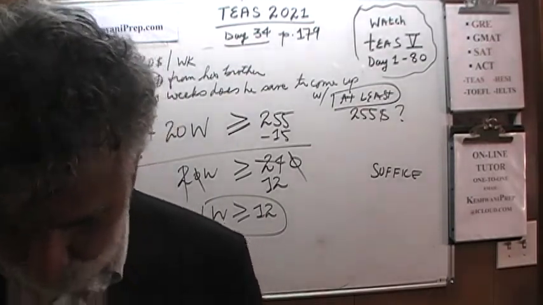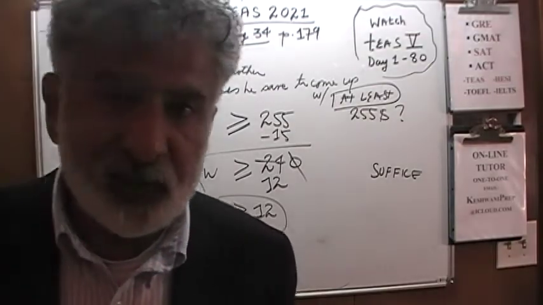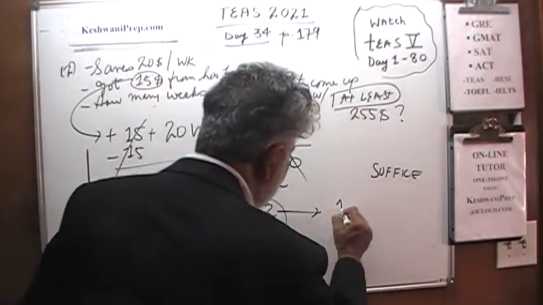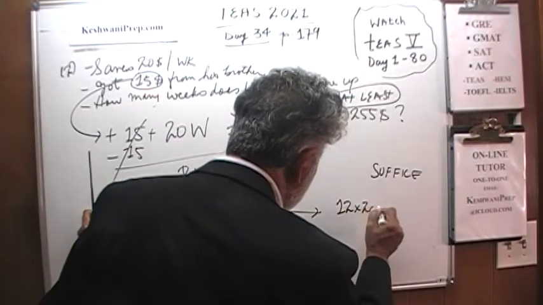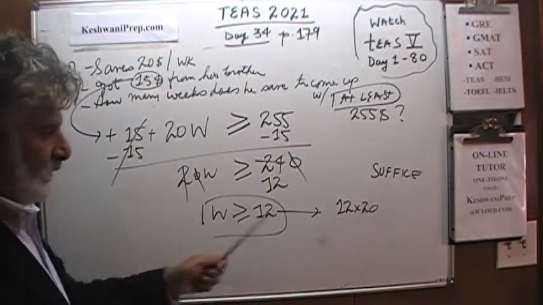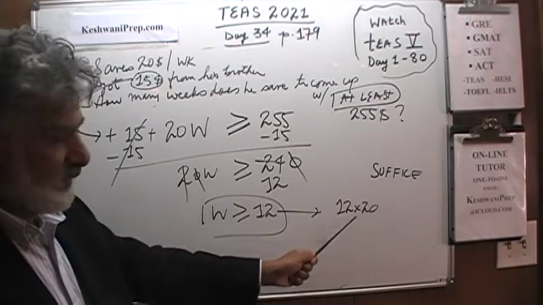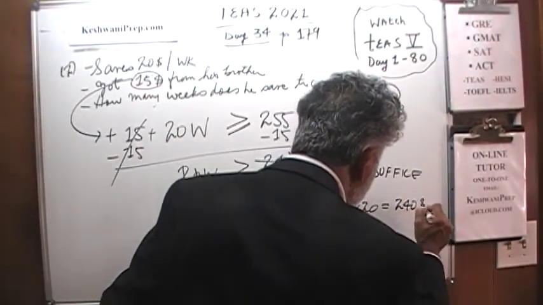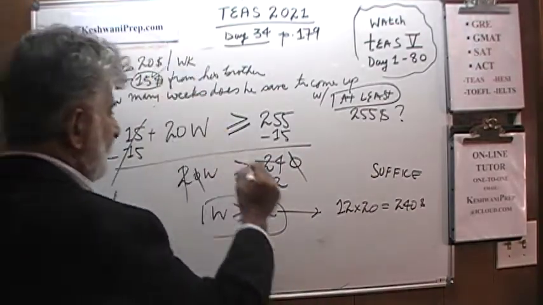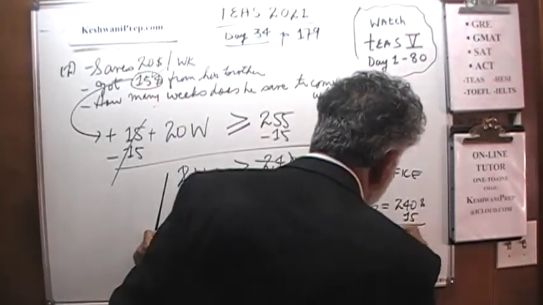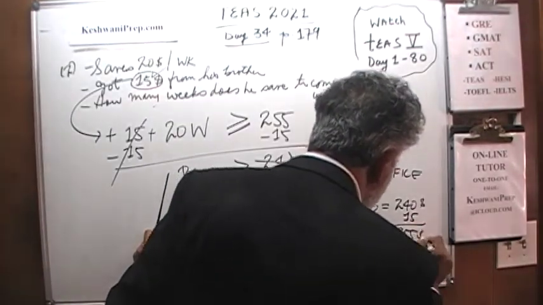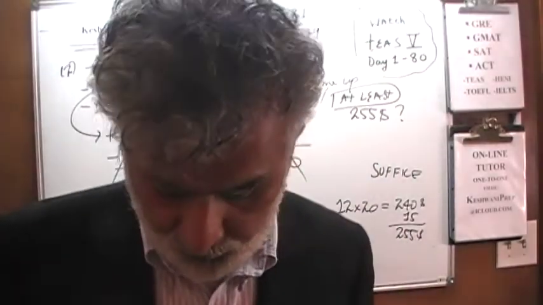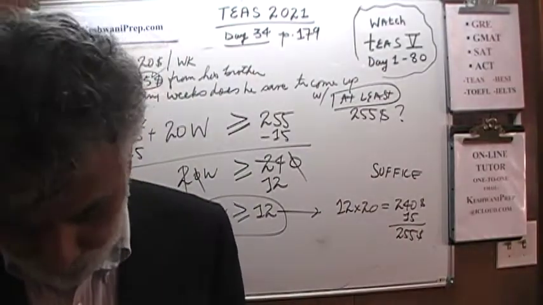So what happens now if he saves for exactly 12 weeks? Well, if he saves exactly 12 weeks, each week we know he saves $20. 12 times 10 is 120, 12 times 20 is 240, so he will have saved $240 plus the $15 that he got from his brother, hence giving him at least the $255 that he needed to be able to go to the concert.